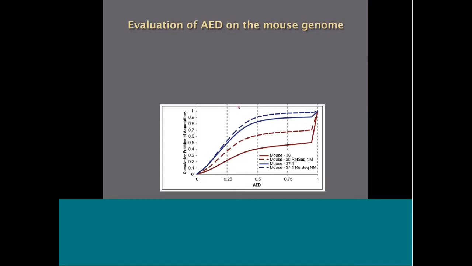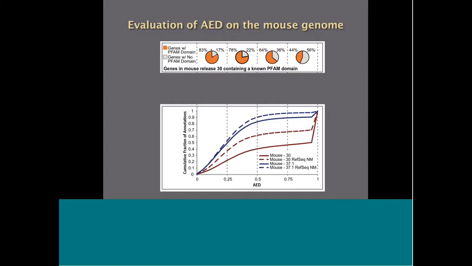If we want to further look at the analysis, we can bin the genes that fall in different AED regions, and we can see that genes that tend to fall with high AED values, if we look at their domain content, we see that genes with low AED from the mouse genomes, release 30, tended to have very high protein domain enrichment, while genes with high AED values, or what we think of as poorly annotated genes, have low protein domain enrichments, suggesting these are very likely false positives.